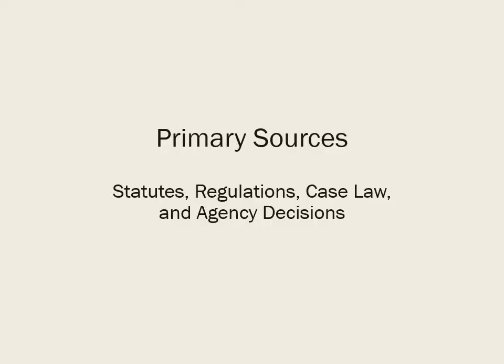So primary sources of law are the types of law that come directly from a branch of government. So for instance, statutes from the legislative branch, regulations and agency decisions from the executive branch, and case law from the judicial branch. Now, these are not the only primary sources of law. The US Constitution and state constitutions are primary sources, so are executive orders, but for the most part, when we're dealing with primary sources in this class, it's going to be statutes, regulations, and case law.